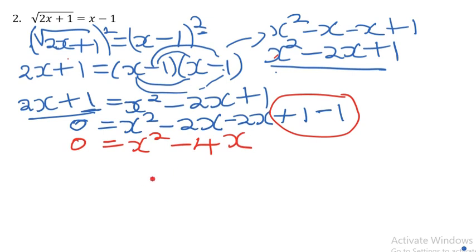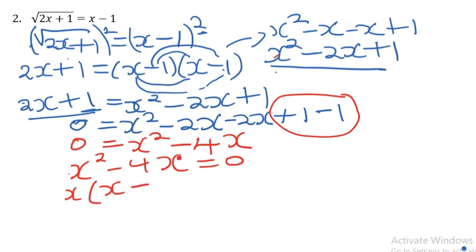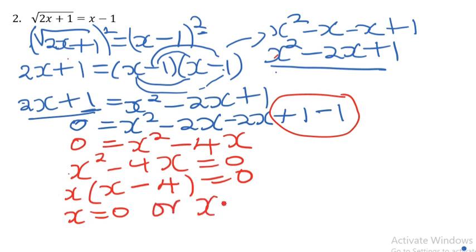Now what we need to do is to factorize. Before we do that, let's rewrite this. We will have x squared minus 4x is equal to 0. We factorize, take out the common factor, which is x. On this side we are left with x minus, if you take x as your common factor, you are left with 4, that is equal to 0. Now you equate the brackets to 0, so x is equal to 0, or x minus 4 is equal to 0. And then on this side, x is equal to 4.